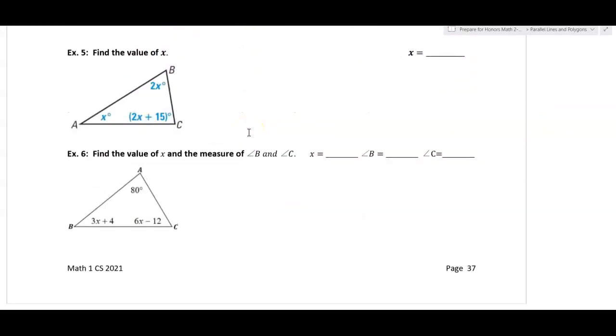For example 5, what do all three of these angles have to add up to? Well, x plus 2x plus 2x plus 15 has to add up to 180. So now 5x plus 15 equals 180. 5x equals 165. 165 divided by 5 would give you 33.